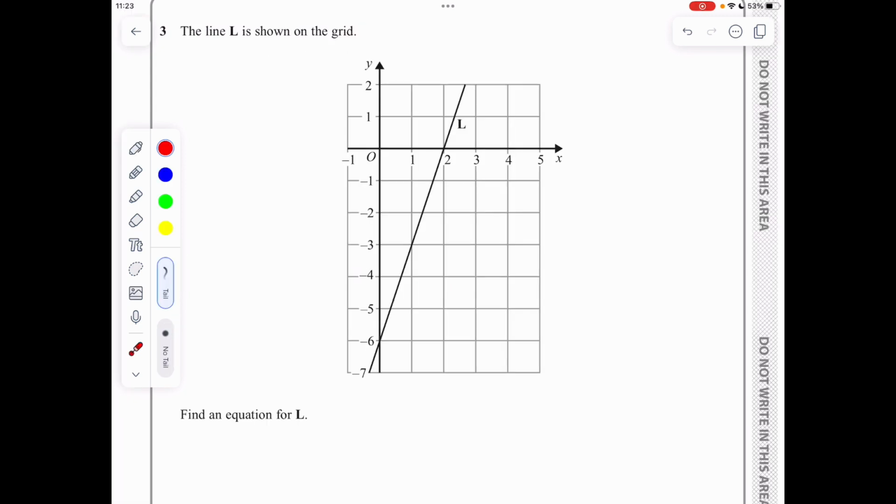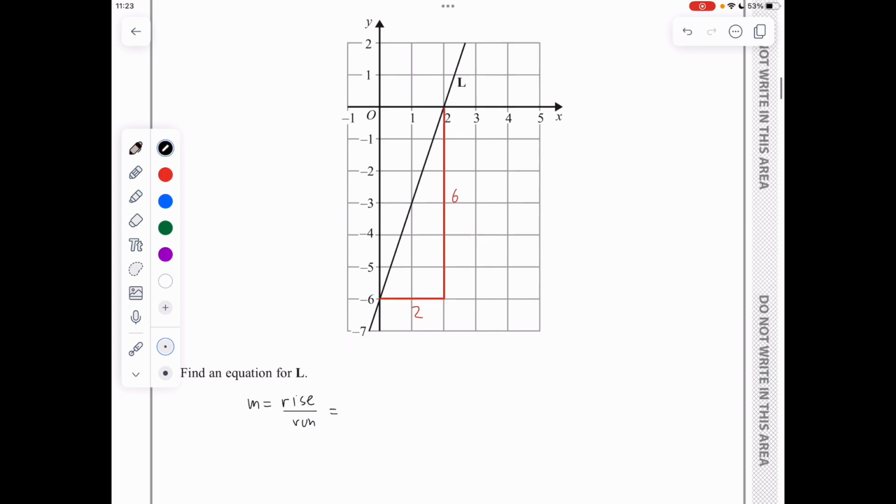In question 3, we are asked to find the equation of the line L, shown here on the grid. I will start by considering the gradient, and we know that the gradient is rise over run. So I'll go back on my diagram and draw a right angle triangle as shown here. We see that the run is 2, we see that the rise is 6 units, and therefore the gradient will be 6 over 2, which is equal to 3.